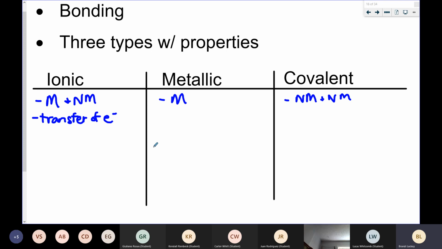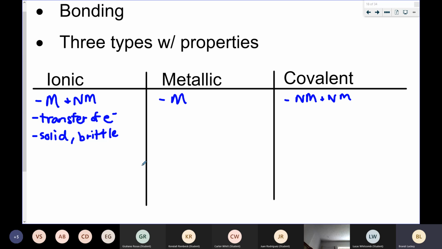Because remember, the cations lose electrons. Well, they don't just float off into space. The anion picks them up. So it truly transfers from one substance to another. With ionic substances, they tend to be solid at room temperature as crystals, and they're very brittle. So if you were to hit them with a hammer, they would shatter. They're not going to bend and mold into different shapes.